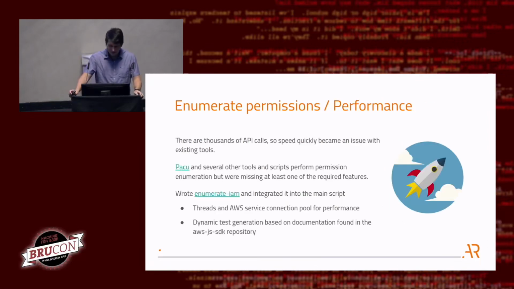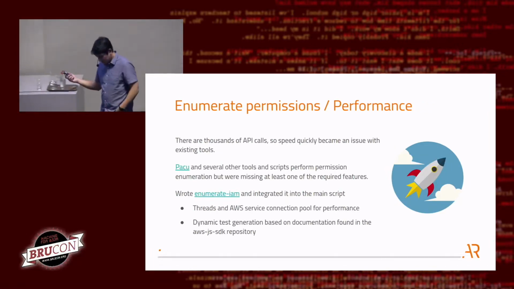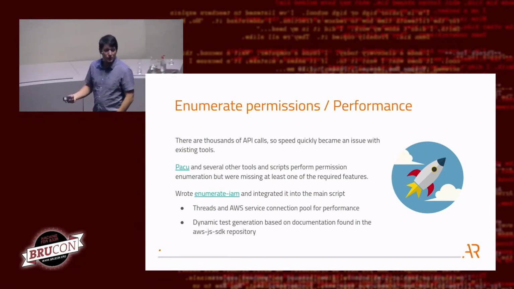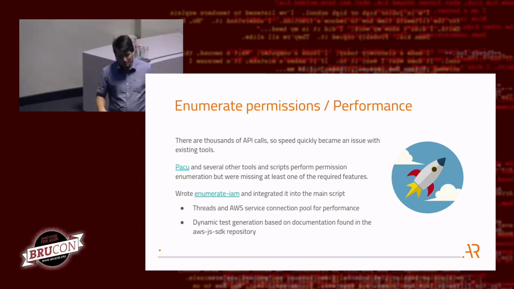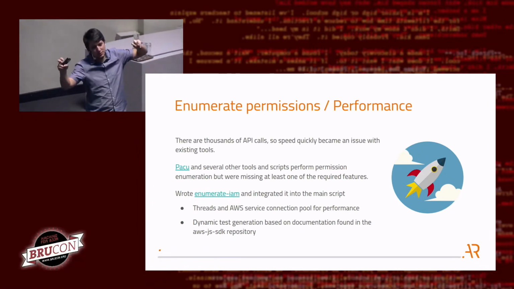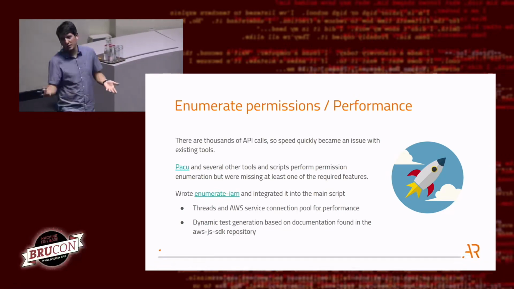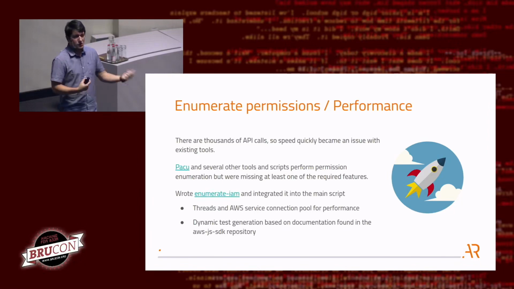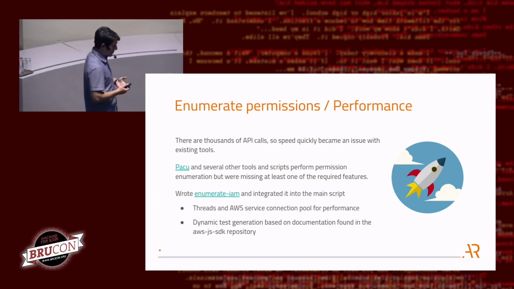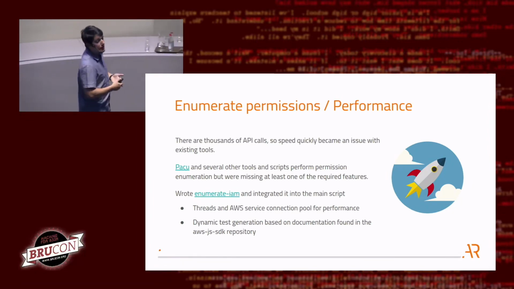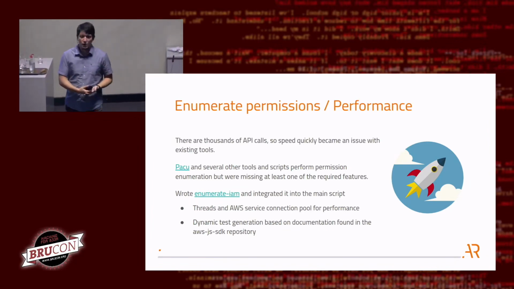No, not really. Okay, so when I was doing the permission enumeration, the first thing that I tried was a tool called Pacu. Pacu is like Metasploit for the cloud. It's pretty good, but the permission enumeration module that it has was slow, and it wasn't complete. It only supports a couple of AWS services.